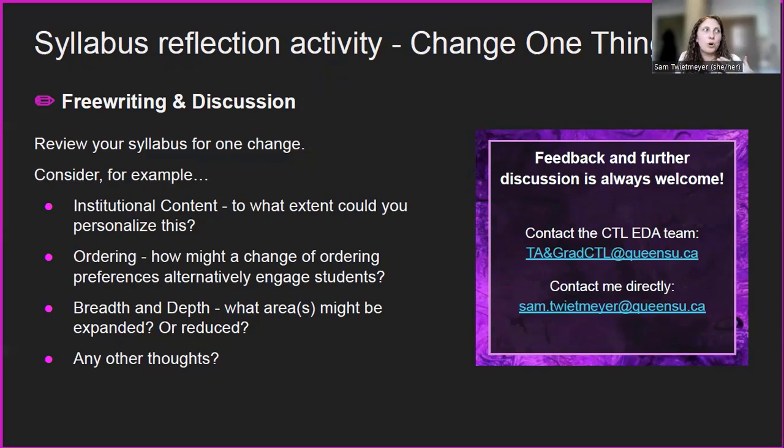To what extent can you personalize some of the institutional content? How might changing the ordering and preferencing of items in the syllabus alternately engage students and components of your course? What is the breadth and depth that you need in your syllabus? What areas might need to be expanded, and where might you find room to reduce? Or any other thoughts you might have on how you can advance your syllabus.